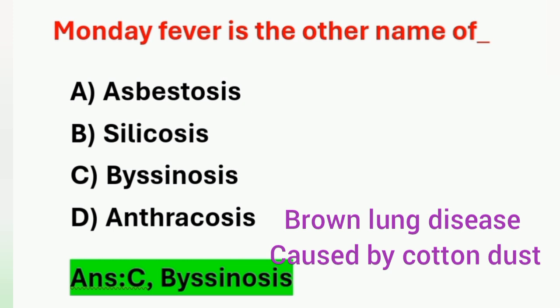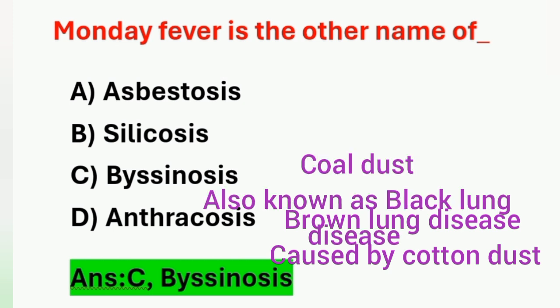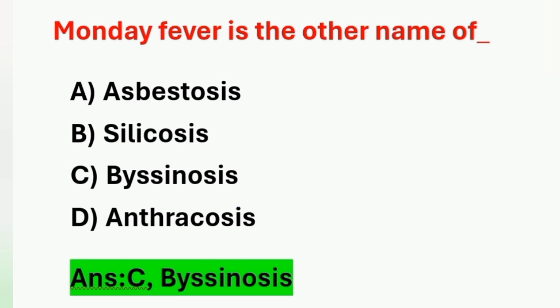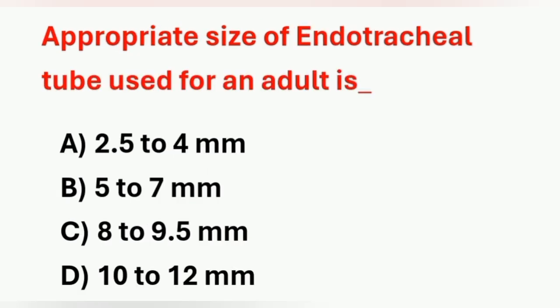And first option, asbestosis, which is caused by asbestos, and silicosis, which is caused by silica dust, and anthracosis is caused by coal dust. It is also known as black lung disease. Black lung disease is anthracosis. Move on to the next question.